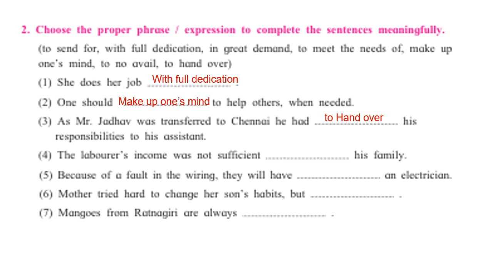Number 4. The labourer's income was not sufficient to meet the needs of his family. Number 5. Because of a fault in the wiring, they will have to send for an electrician. Number 6. Mother tried hard to change her son's habit but to no avail. Number 7. Mangoes from Ratnagiri are always in great demand.